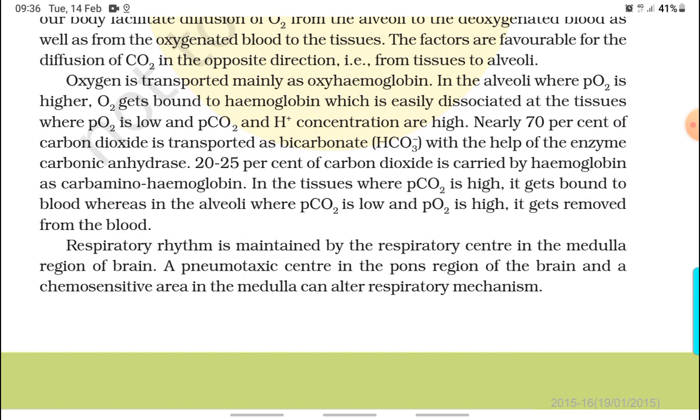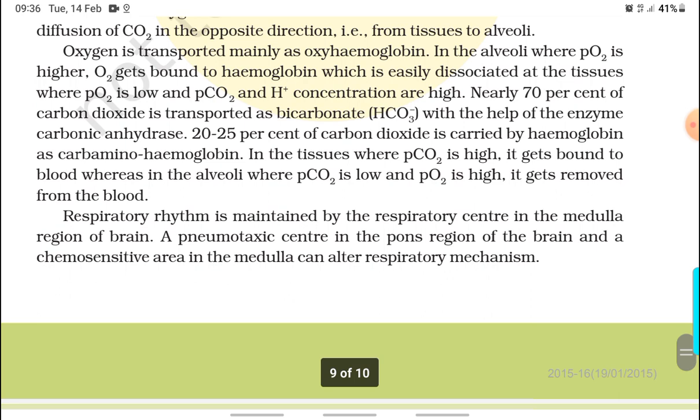The factors are favorable for the diffusion of carbon dioxide in the opposite direction, that is from the tissues to alveoli. Oxygen is transported mainly as oxyhemoglobin. In the alveoli, where partial pressure of oxygen is higher, oxygen gets bound to hemoglobin, which is easily dissociated at the tissues, where partial pressure of oxygen is low and partial pressure of carbon dioxide and hydrogen ion concentrations are high. Nearly 70% of carbon dioxide is transported as bicarbonate, HCO3 minus, with the help of enzyme carbonic anhydrase.